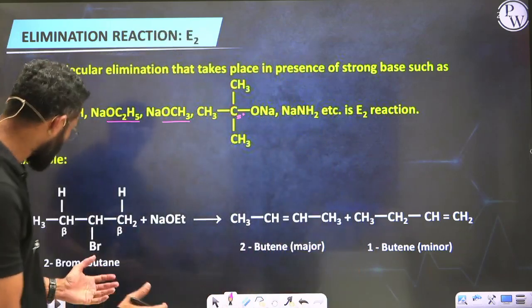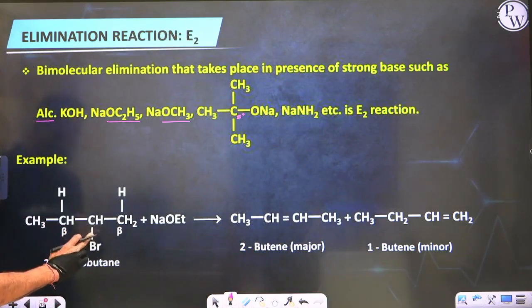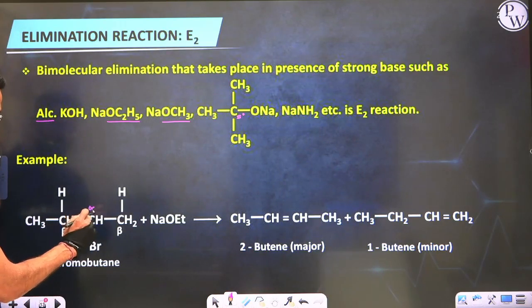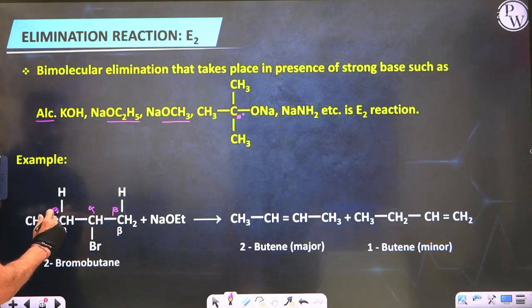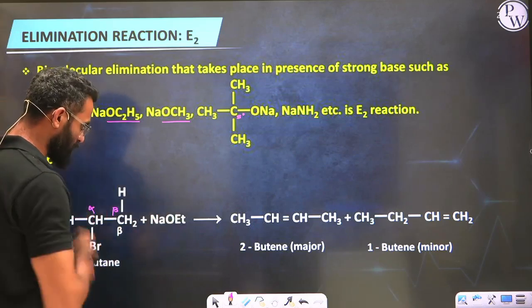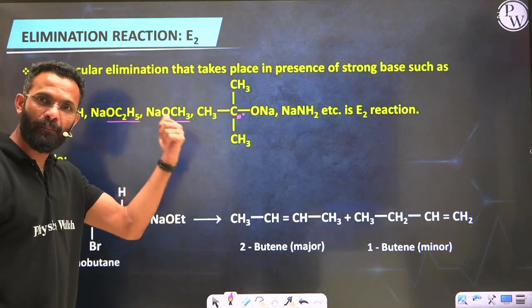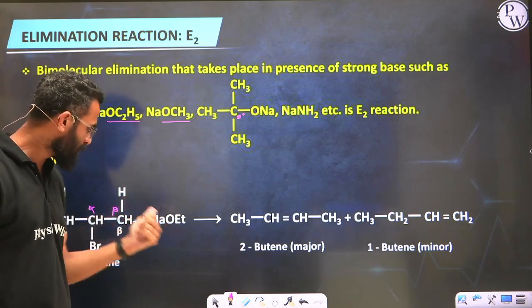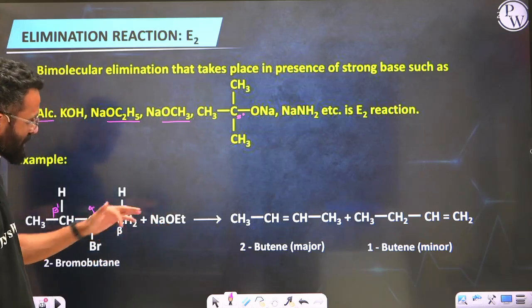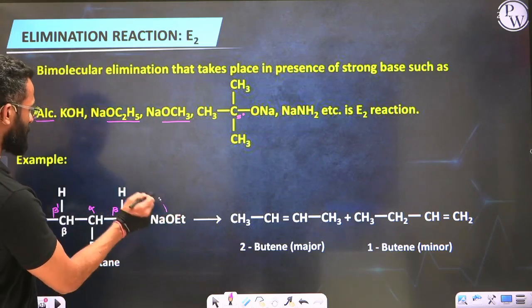To understand, let's say we have 2-bromobutane. This is the carbon carrying the leaving group, so this is the alpha carbon. The adjacent carbon is beta. This is also an adjacent carbon, but different from this beta, so I'm calling it beta dash. And I'm carrying out the reaction with sodium ethoxide. Now look, sodium ethoxide being a strong base, it will not let the carbon halogen bond dissociate first and then attack. Because it's a strong base, it will immediately attack at the beta hydrogen atom.